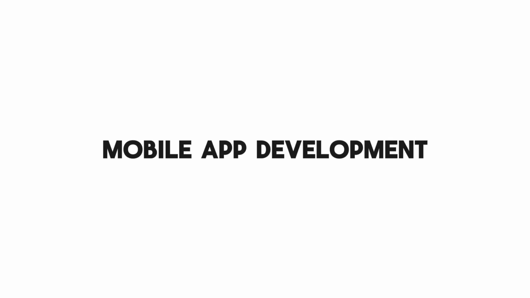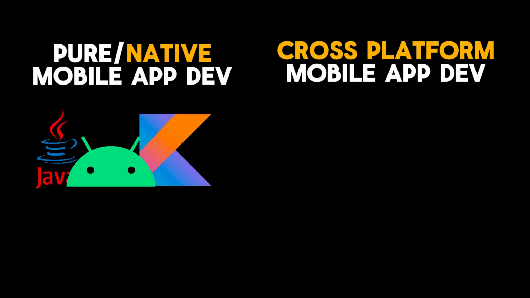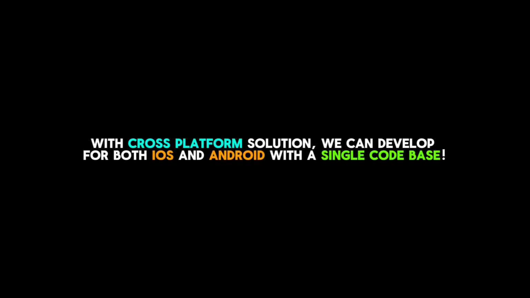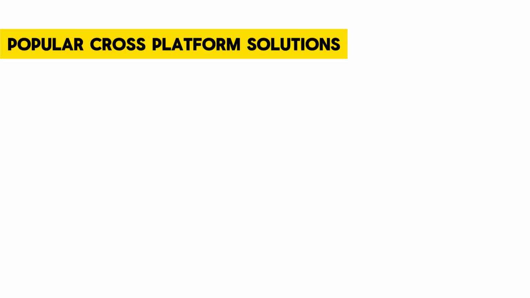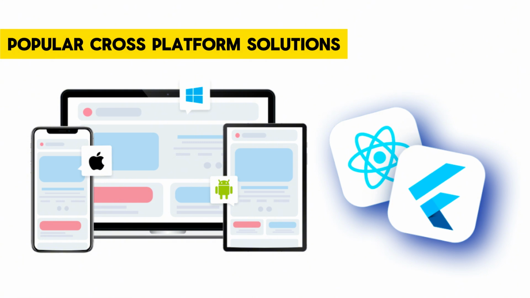Now, if you want to enter into mobile app development, you have two options again. One is pure development and the other is cross-platform. Now, the native or pure development includes learning Java or Kotlin for Android and Swift or Objective-C for iOS app development. However, with cross-platform, you can develop for both Android and iOS with a single programming language. Like, the most popular cross-platform solutions these days are Flutter and React Native.